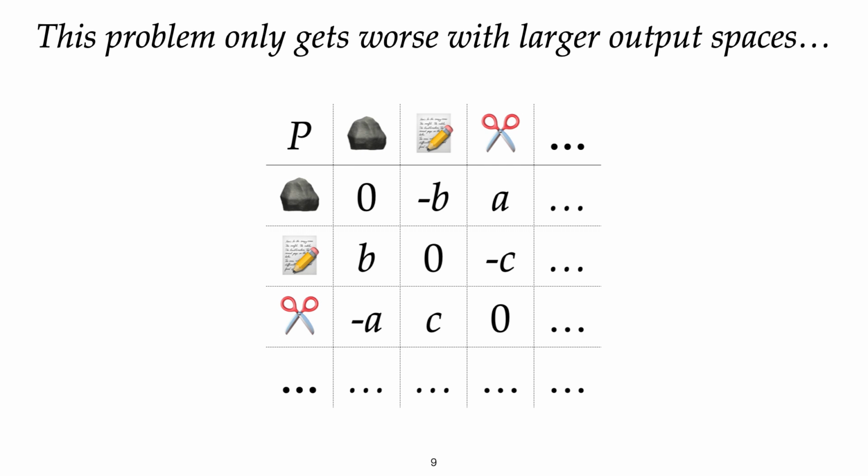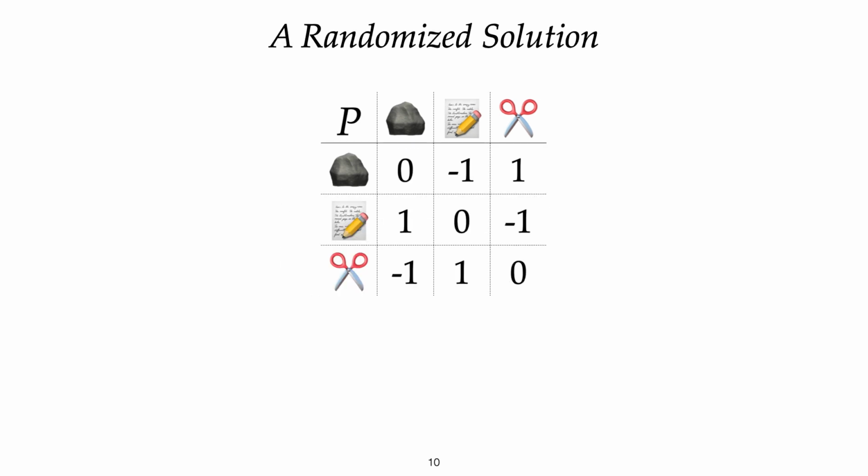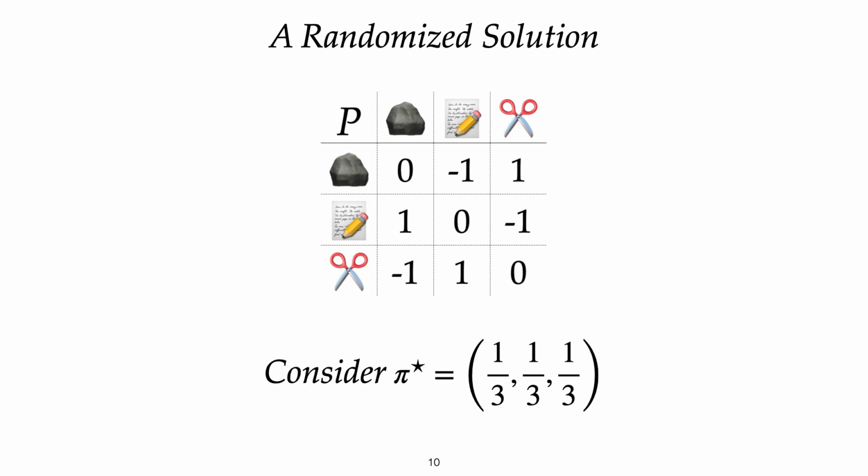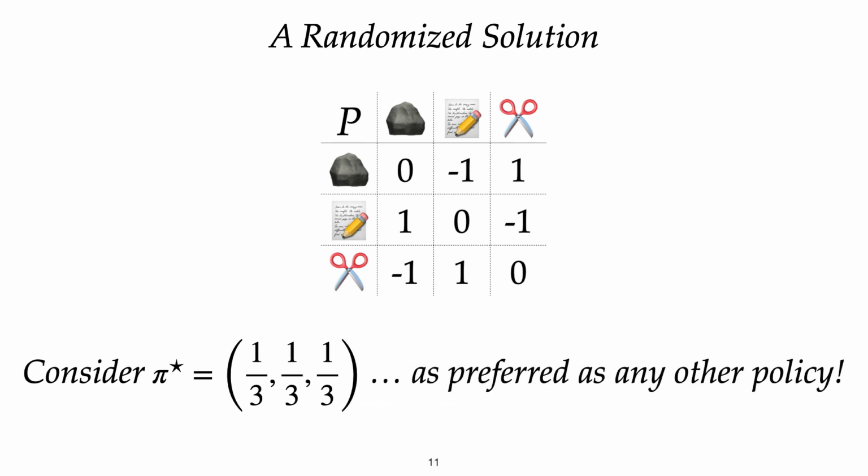Okay, so what can we do about this? Thankfully, we can build upon techniques from the social choice theory literature on how to best aggregate preferences. Consider the policy pi star that plays 1/3 rock, 1/3 paper, and 1/3 scissors. Observe that samples from pi star are, with probability at least 1/2, preferred to samples from any other policy. More formally, this is known as a Nash equilibrium.